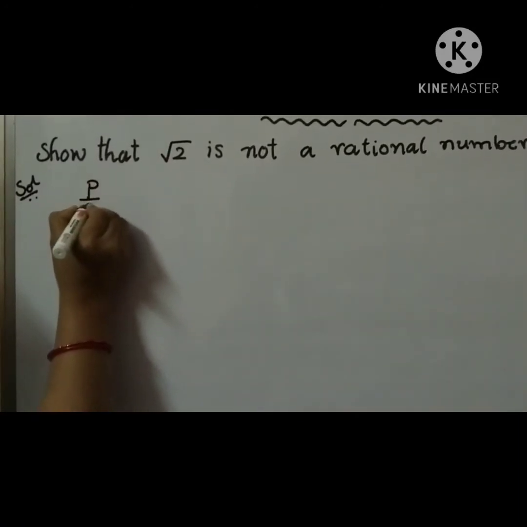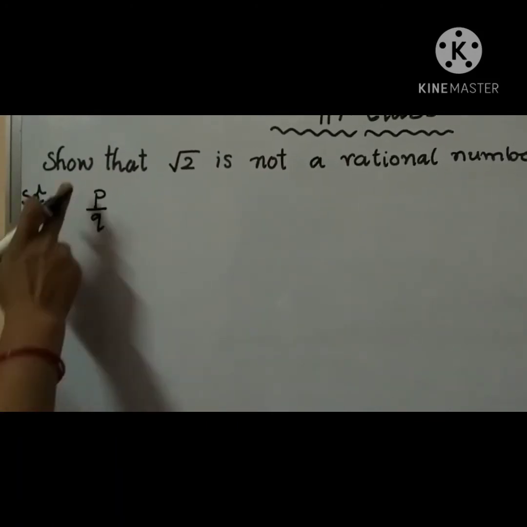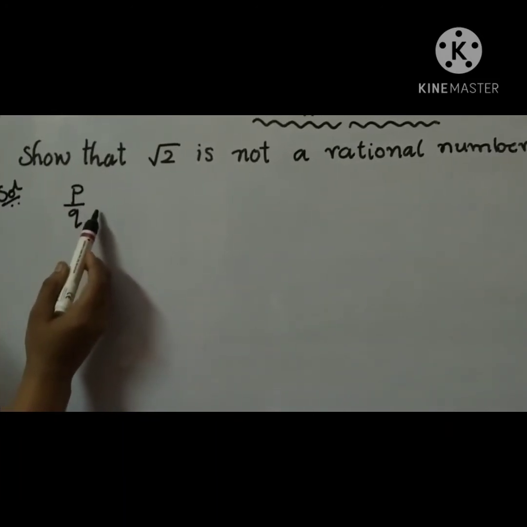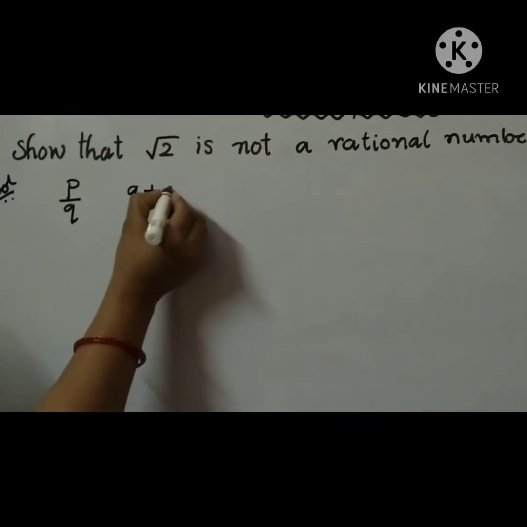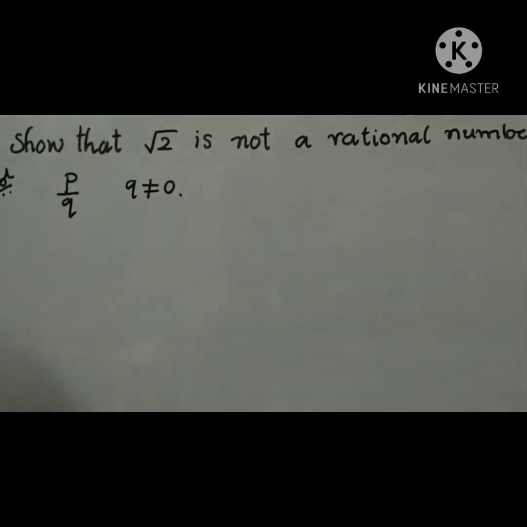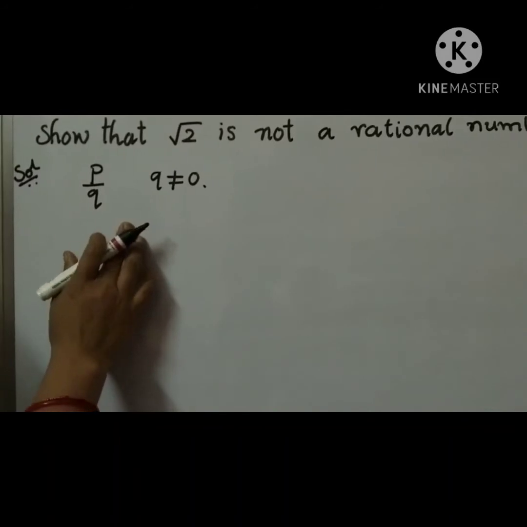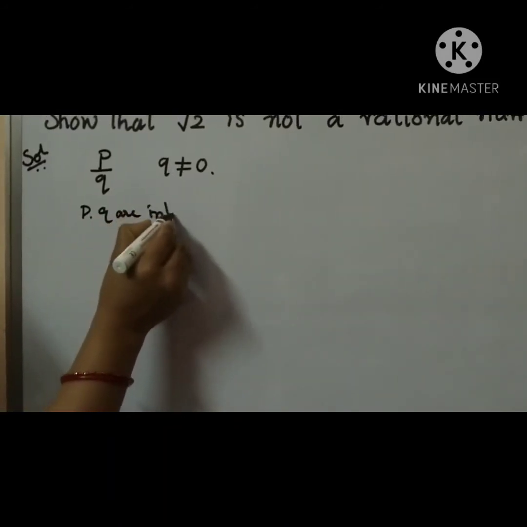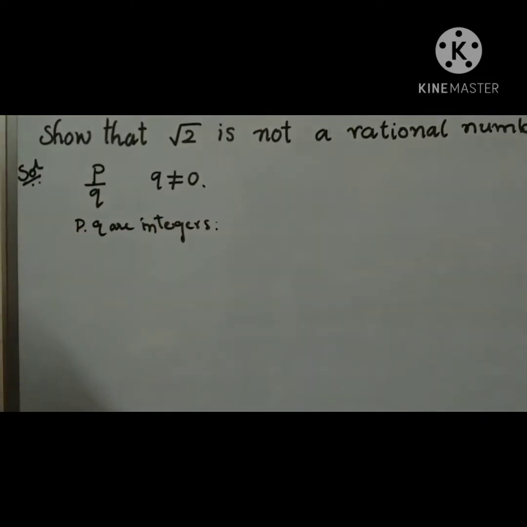Root 2 is expressed in the form p by q, where p and q are integers and have no common factor, and q is not equal to 0. It is the definition of a rational number. Okay children, in the form p by q, p and q are integers, and q is not equal to 0.